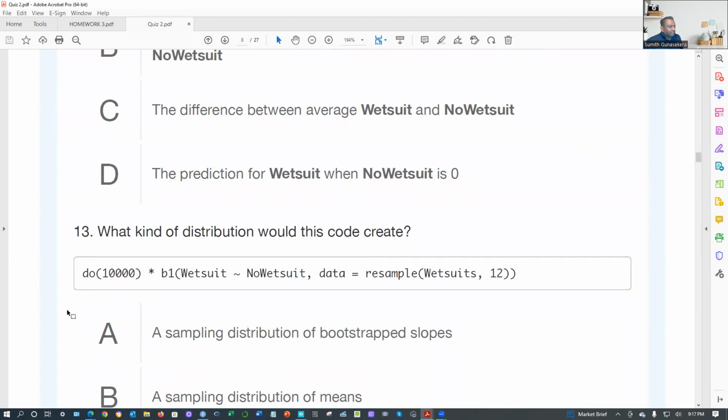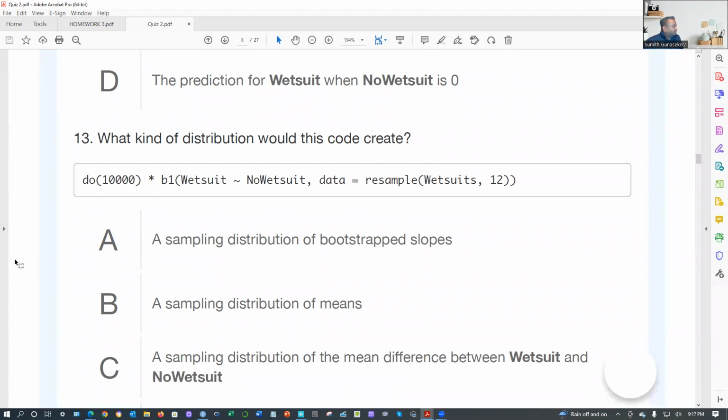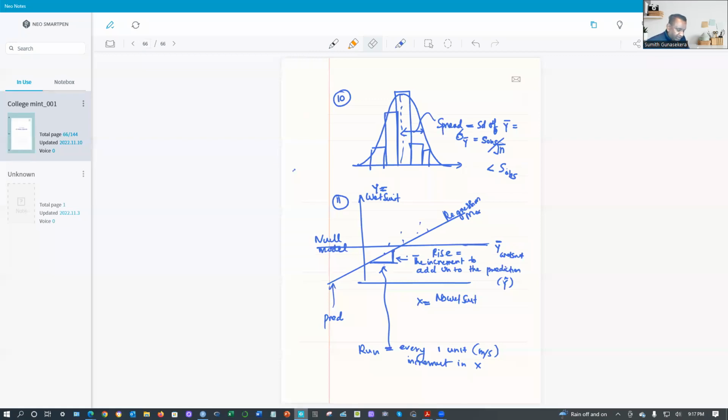What kind of a distribution would this code create? You're going to fit this one, wetsuit versus no wetsuit, with the data being resampled. You resample and you're going to get B1. Now we are building up what? The sampling distribution for slopes. That's how we're going to build up the slopes.